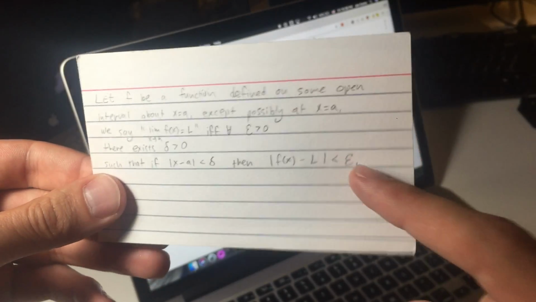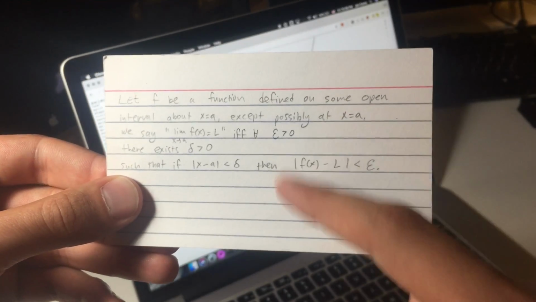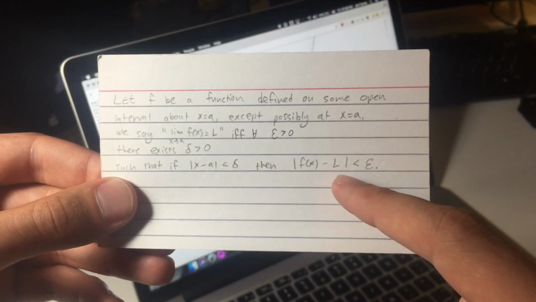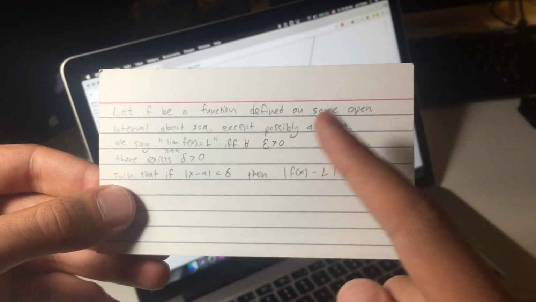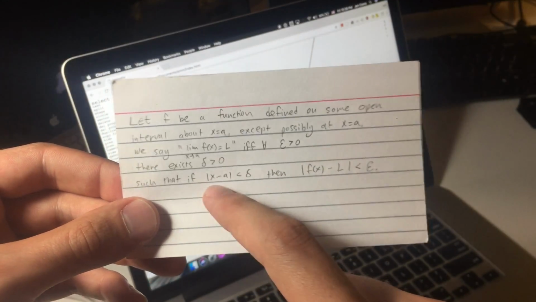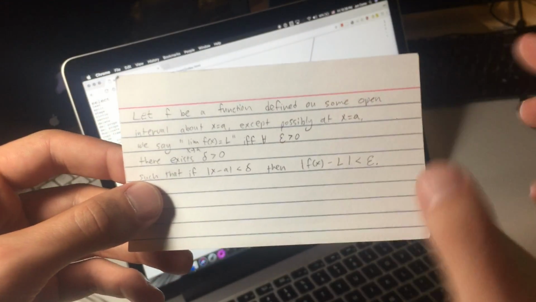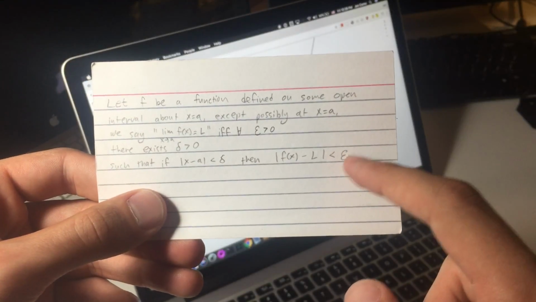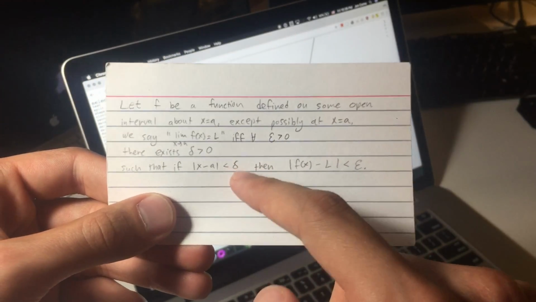Someone is challenging you. They're giving you an epsilon, and they're saying, make the output really close to L. I dare you. And then you're like, no big deal, right? I can restrict the input. That's what you can control. So you're like, yeah, no big deal. You give me this epsilon. I'm going to give you a delta.